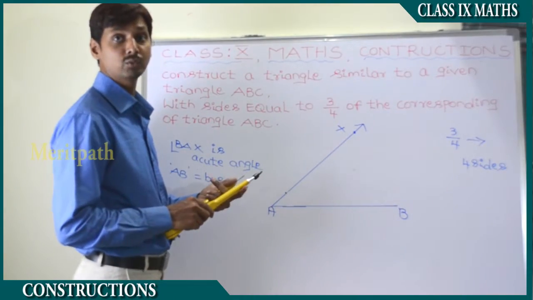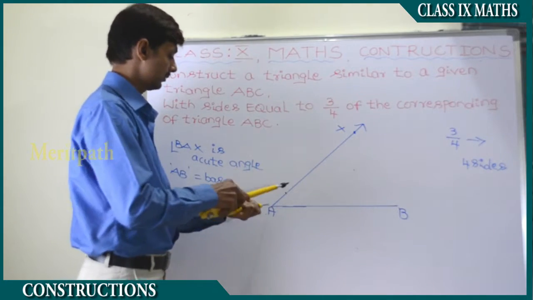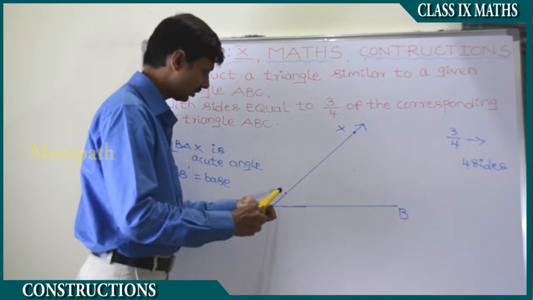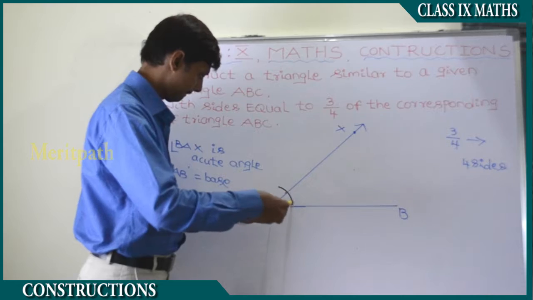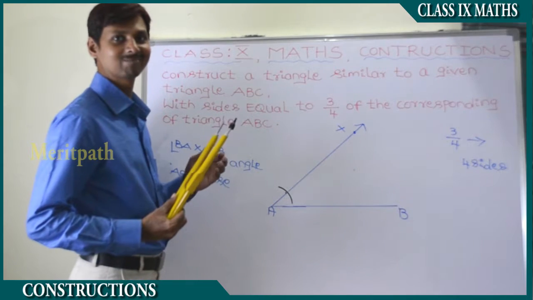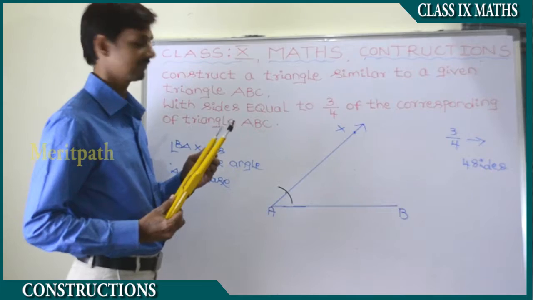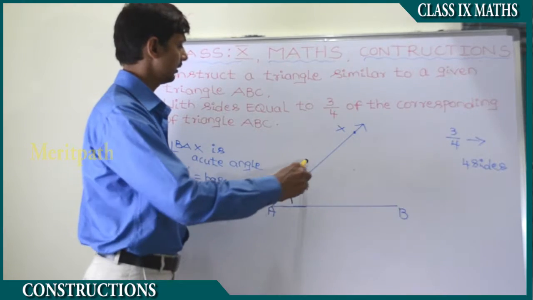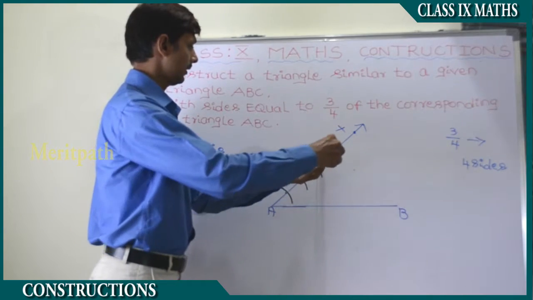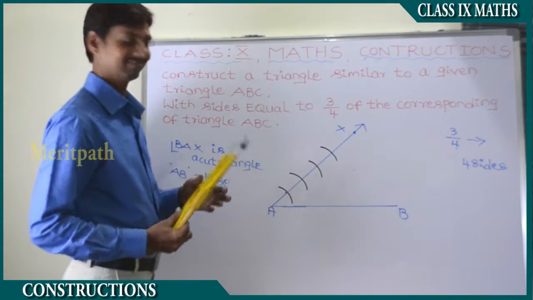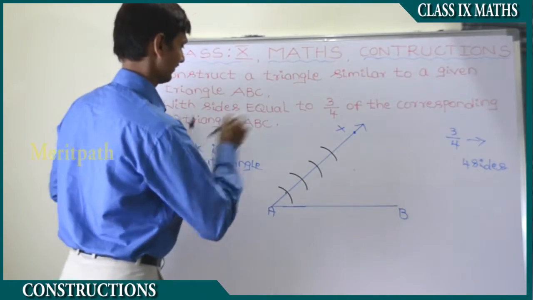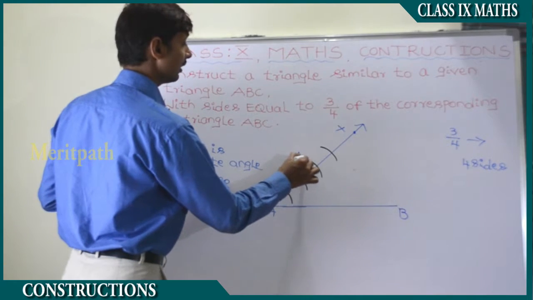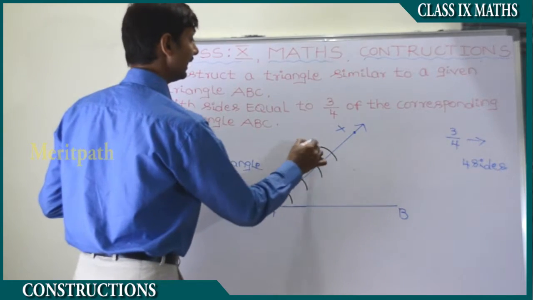Divide this ray into 4 equal parts using a compass. Using point A, mark the first part, and second part, and third, and fourth. Let's name these points A1, A2, A3 and A4.